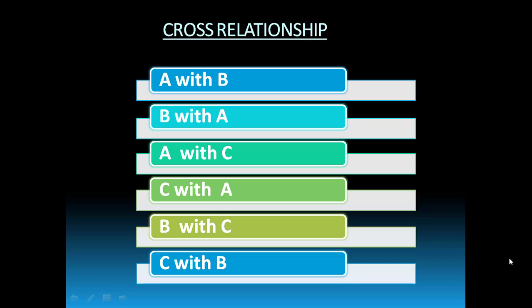As I discussed, if X is the manager and under him there are 3 subordinates A, B and C, the cross relationship will be the relationship of A with B and B with A. Here the relationship of A with B is different from the relationship of B with A. In the same way there will be 4 more relationships: A with C, C with A, B with C and C with B.